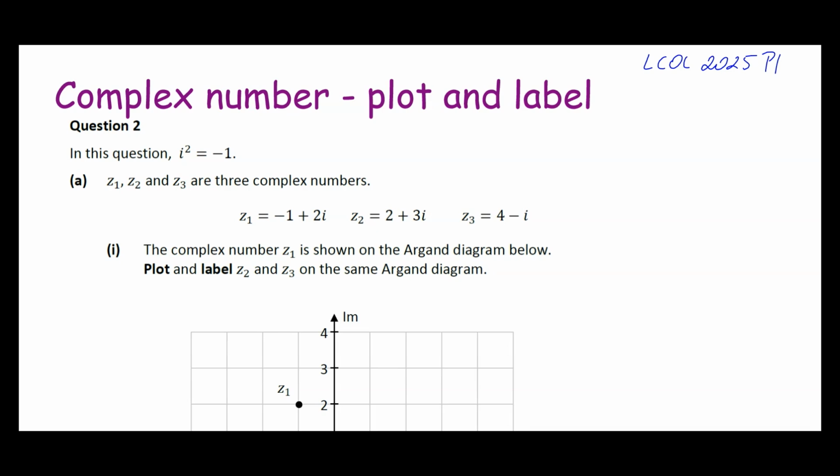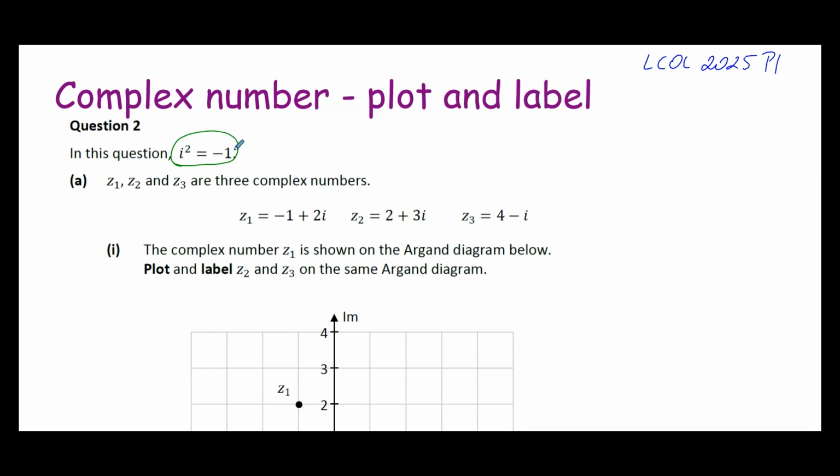When it comes to complex numbers in your exam question, one thing that we always have to do is plot and label. So let's see how we do that. Always in your complex number question, at the very beginning, they will remind you that anytime in your calculation you're going to see i to the power of 2, you should change it to -1.